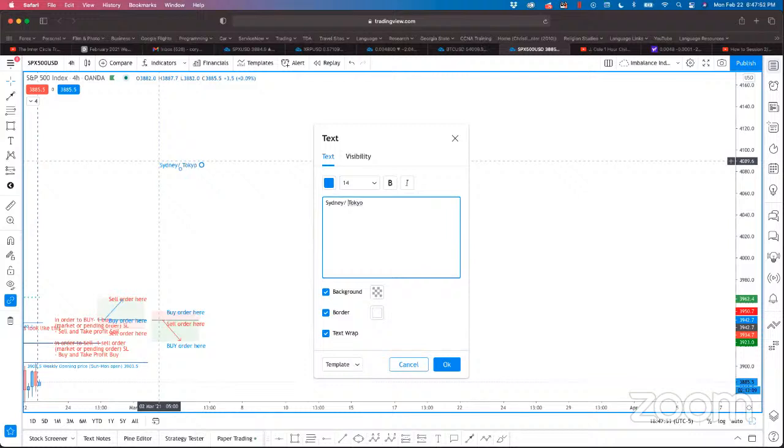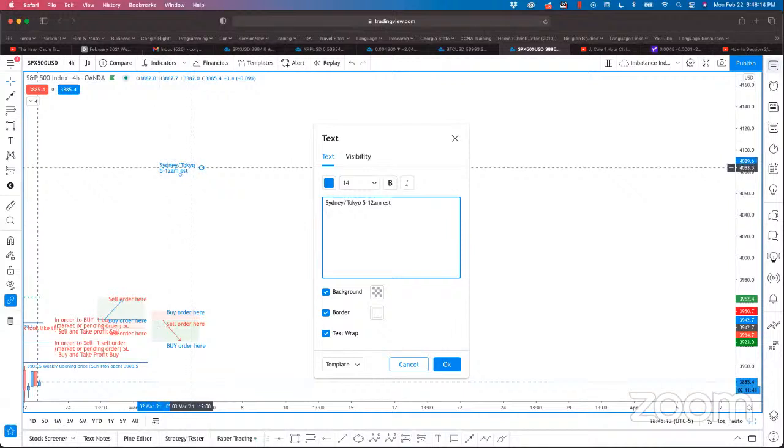The Sydney Tokyo session is basically when Sydney starts at 5 and Tokyo starts at 7, up to about midnight. That's the best time to trade that session. So basically 5 to midnight Eastern Standard Time.